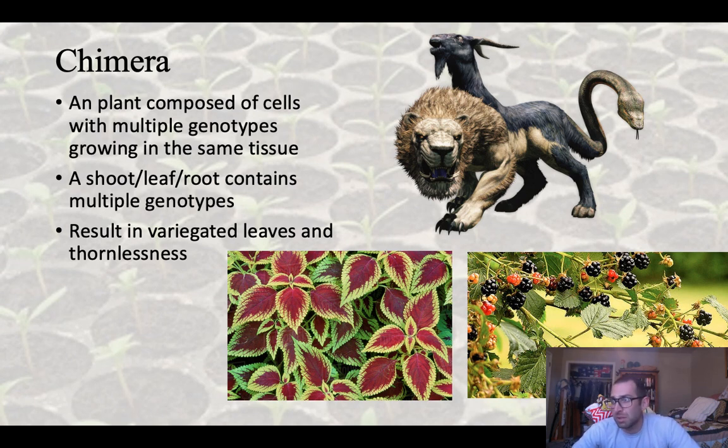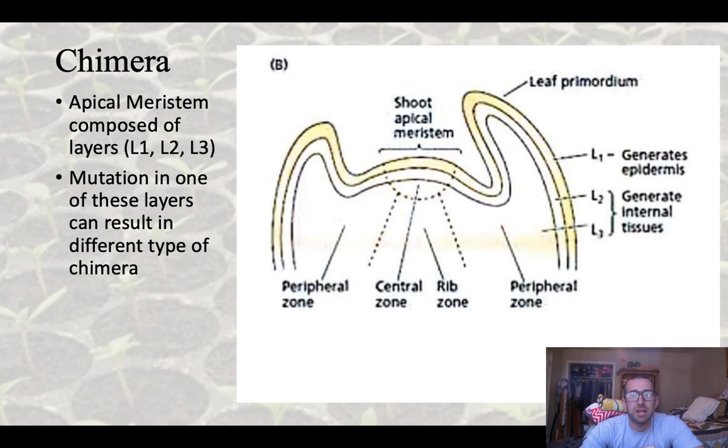Typically, as we learned in genetics, all of the body cells, the vegetative cells, should have the same genotype. But in certain cases, like in a chimera, there is a mutation that occurs where you will have different genotypes in the same tissue. And that can result in some really unique traits, right? These variegated leaves that we see sometimes can be the result of a chimera, or thornlessness in blackberries is a result of a chimera.